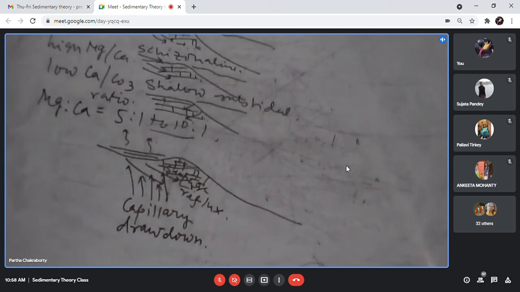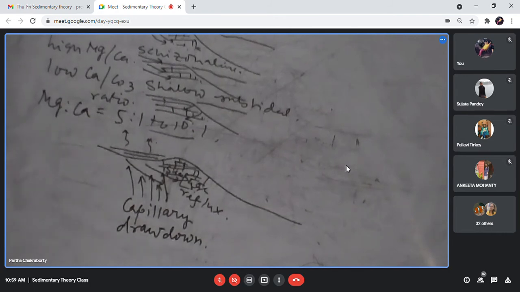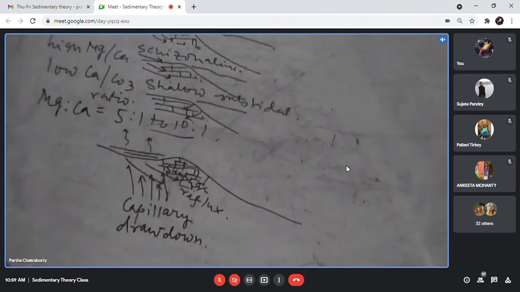What do we call a dolomitic solution? Where you have a high Mg/Ca, low Ca/CO3, and the Mg to Ca ratio is 5:1 to 10:1. That is what they say in this model is a dolomitic solution.